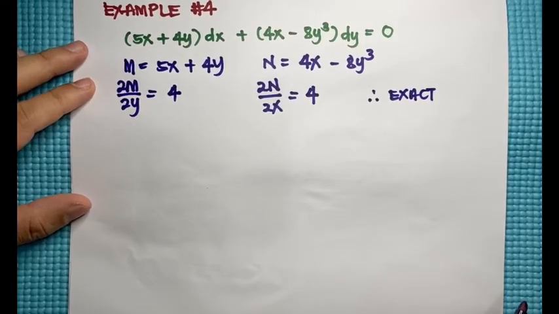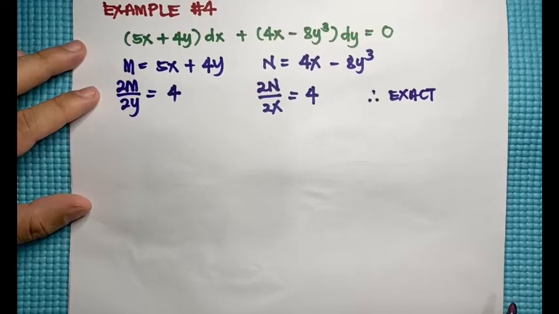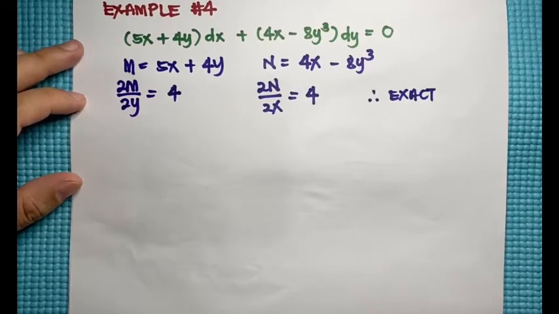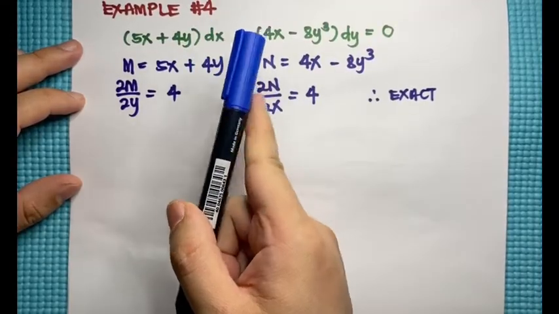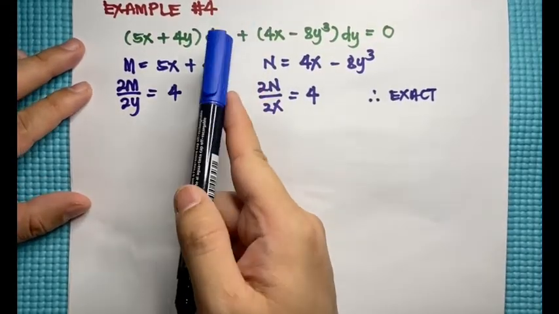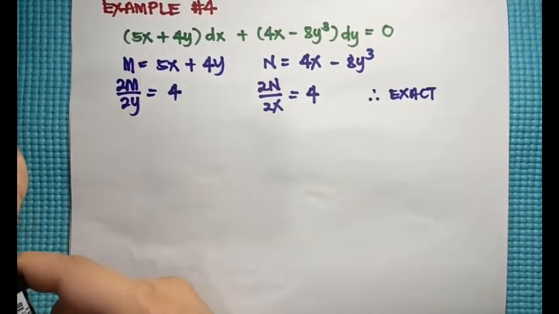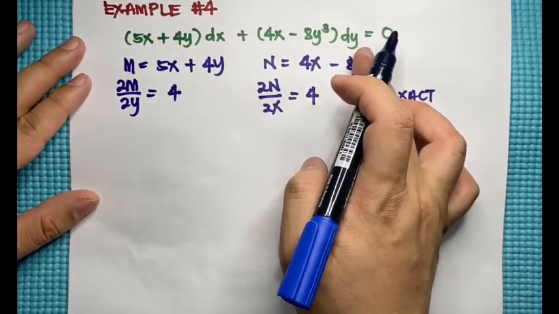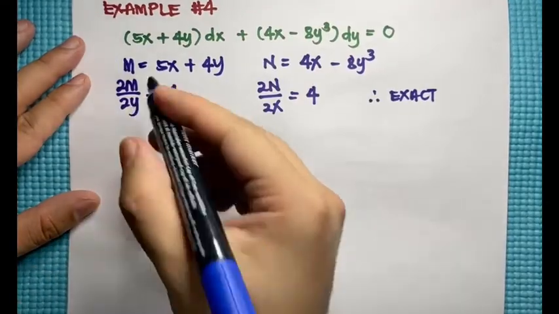And since it is exact, we can use the method of grouping, which is more straightforward as compared to the method of exact equation. To do that, we're just going to take a look at the given differential. If it is dx, we're going to integrate it with respect to x. If it is dy, we're going to integrate it with respect to y, and the other variable would be considered as constant.